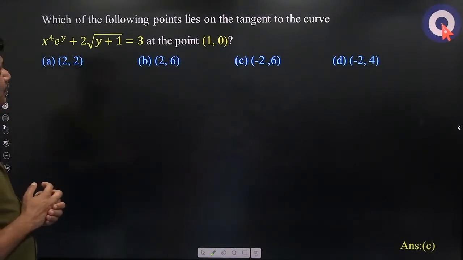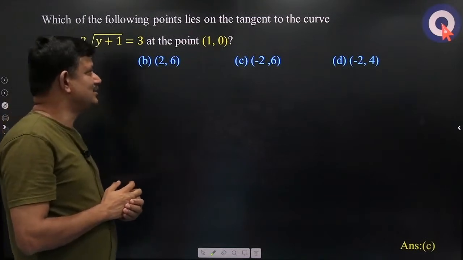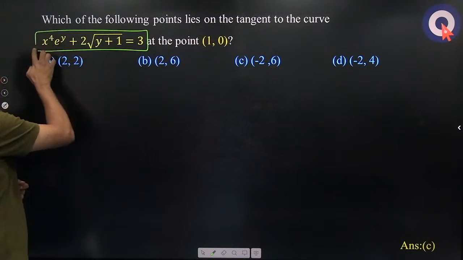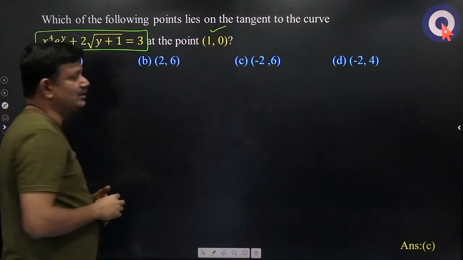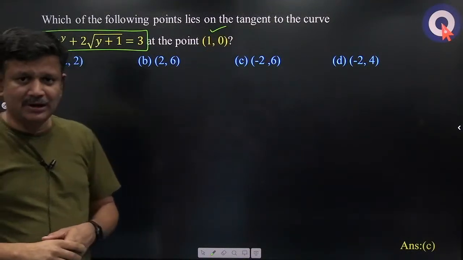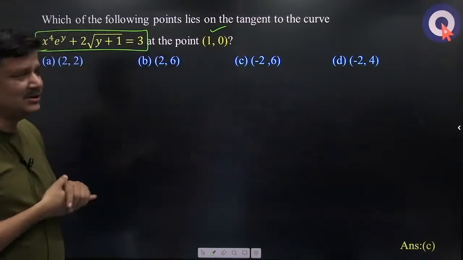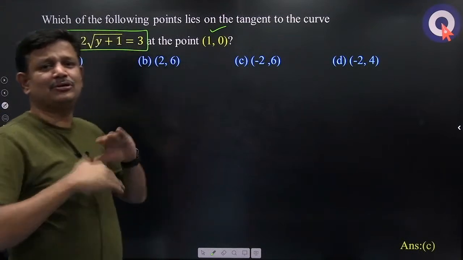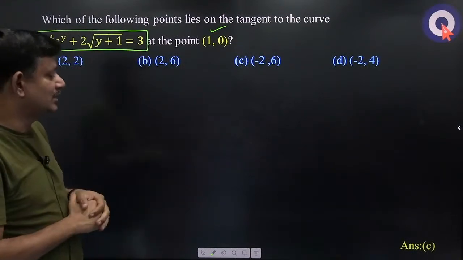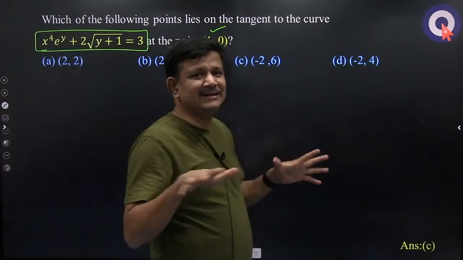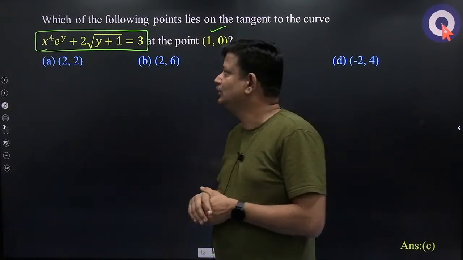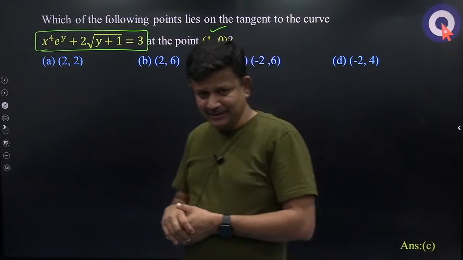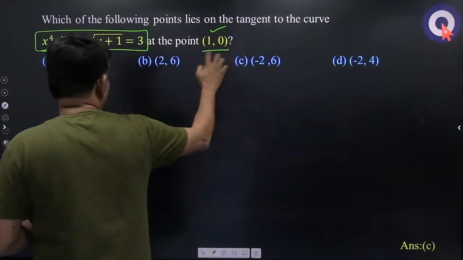The curve would be y square equals 4ax. Which of the following points lie on the tangent to the curve at the point (1, 0)? For such types of questions, you have to find the tangent. Straight away, if you find the tangent, maybe you can indulge in some shortcut. That is the reason he is asking you.